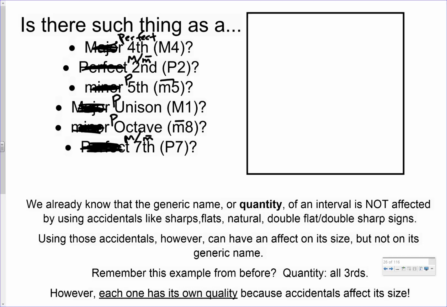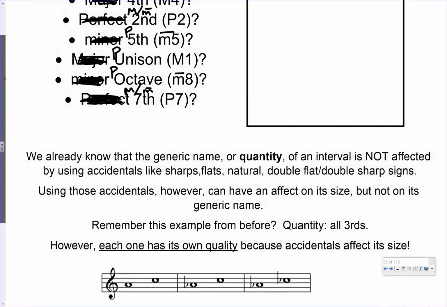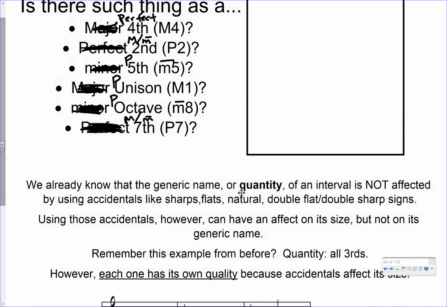So let's read together. We already know that the generic name or quantity of an interval is not affected by using accidentals like sharps, flats, natural, double flat, double sharp signs. Using those accidentals, however, can have an effect on its size, but not on its generic name. And when we talk about size, we're talking about the quality.